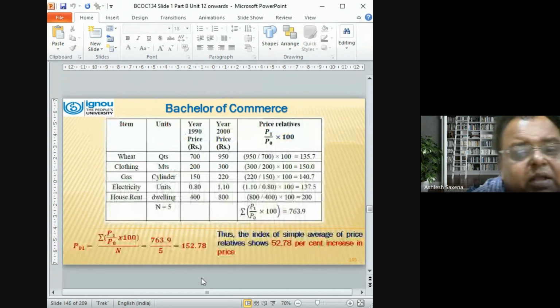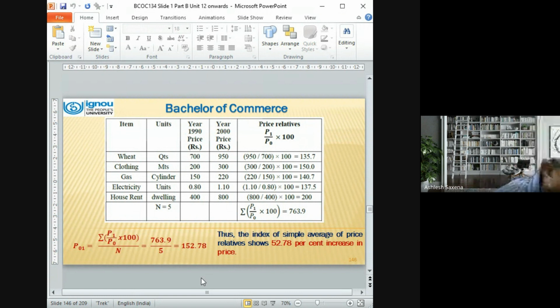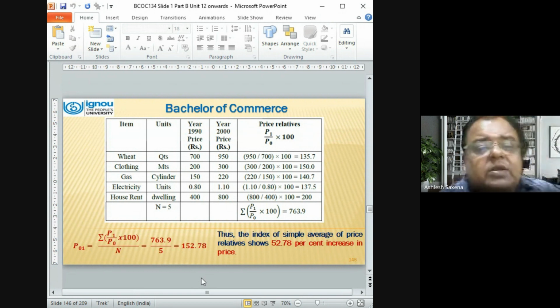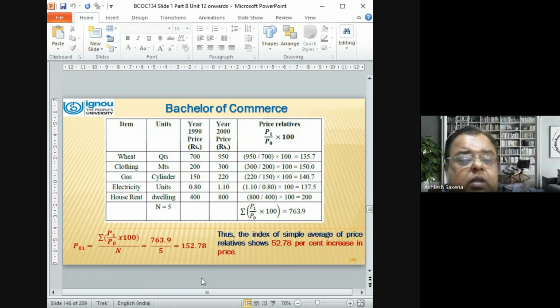Here you can see we have to generate the simple average of price relatives. Wheat, clothing, gas, electricity, quantities, and the price of the year are given. So we have to calculate individually for every commodity. You can see P1 upon P0, that is 950 divided by 700 into 100, which comes out to be 135.5.